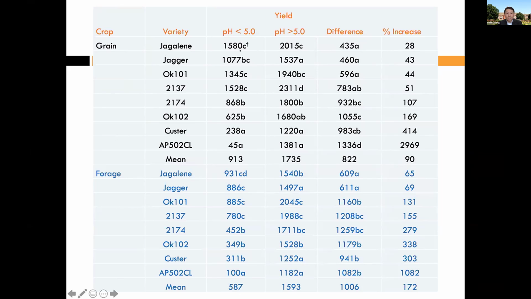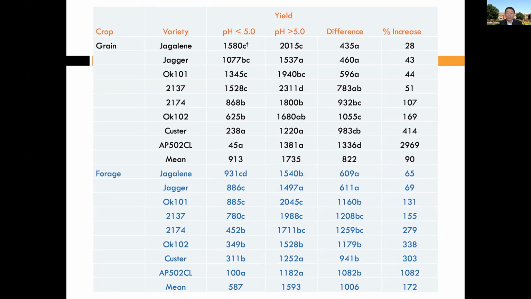So as I mentioned, when you raise the pH a little bit higher, you still get an increase for those cultivars. But the percentage of increase is not as good as for those susceptible to acidity, because they are so much impacted by the acidity, so they increase more if you lime it. But still, using these tolerant varieties, you can still get a significant yield increase by lime.